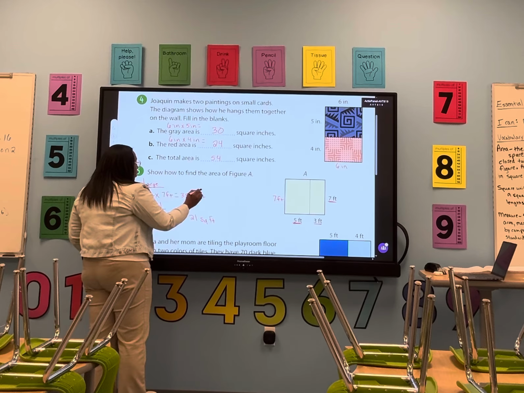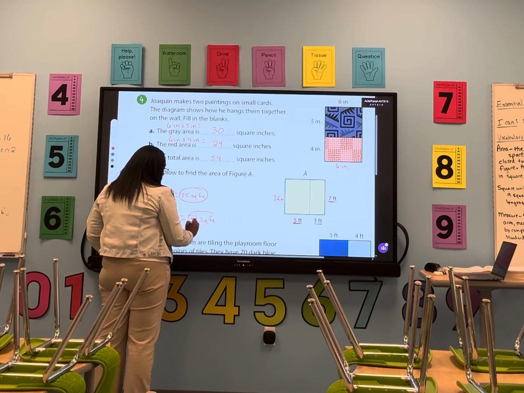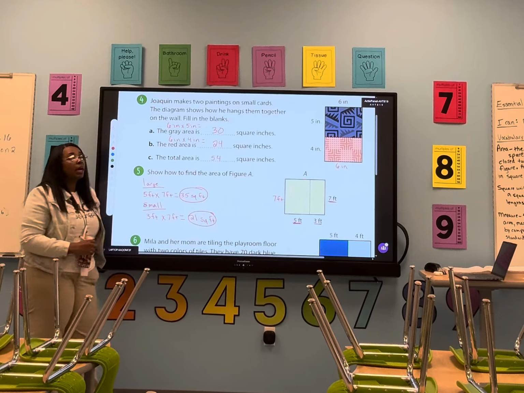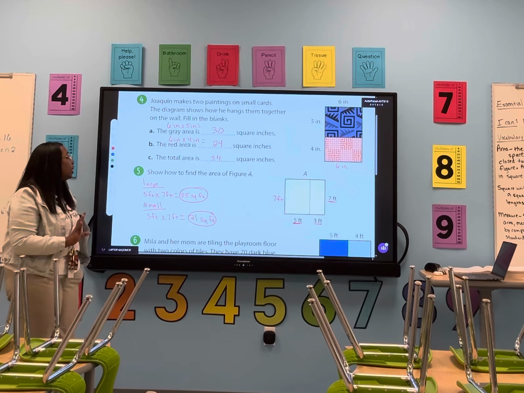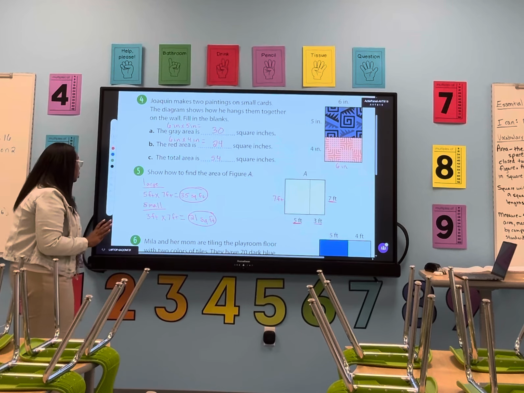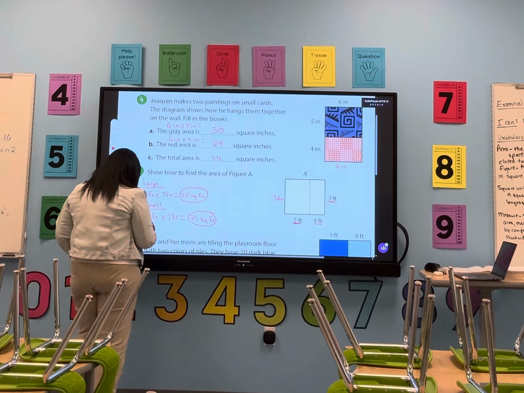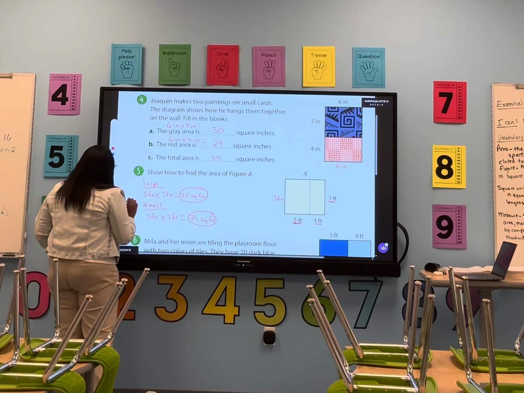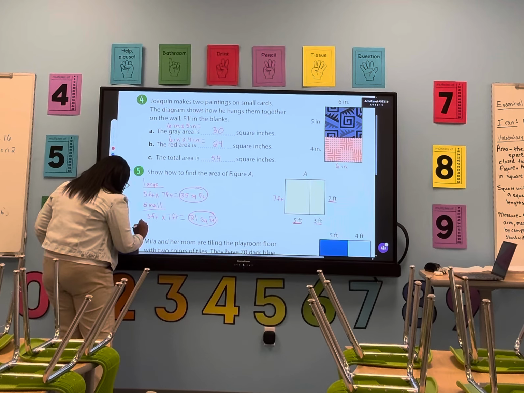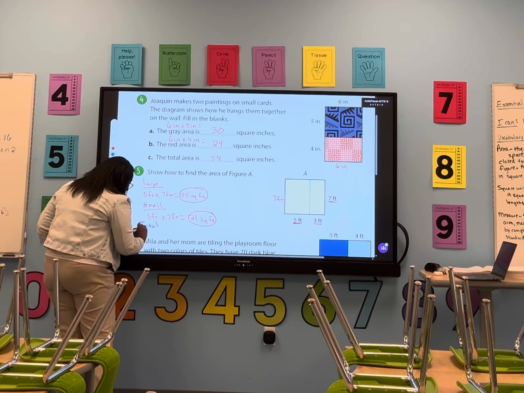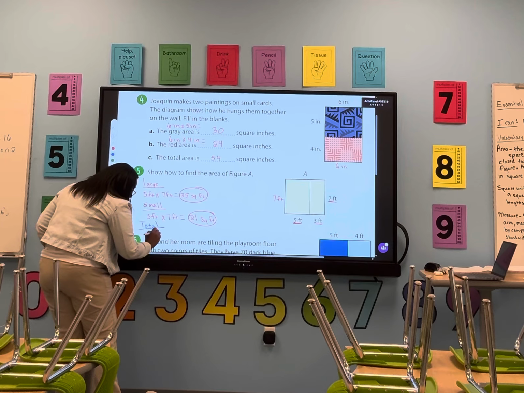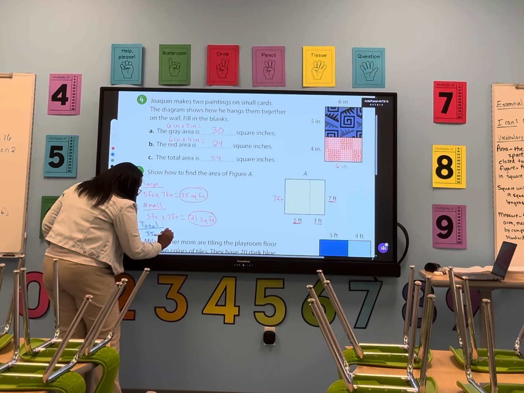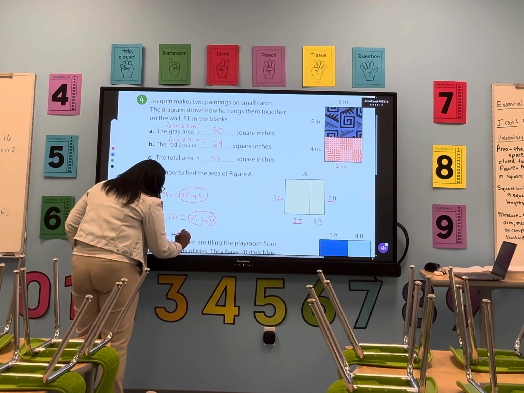So now I know the area of the larger one and the area of the smaller one. So now I want to know what's the area of all of figure A. And how do we do that? Well, we're going to add them all together. So let's do that right here. So I'm going to write total. I'm going to do it in a different color as well. So total is going to be my 35 square feet plus my 21 square feet.